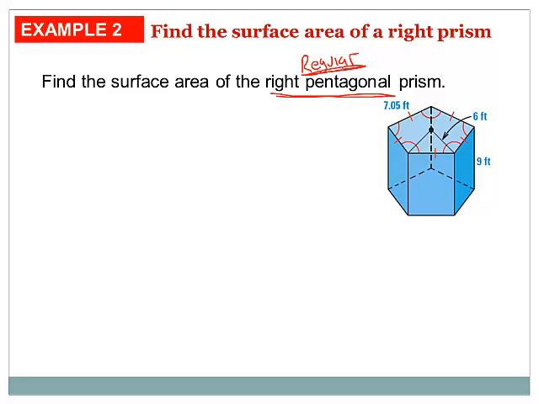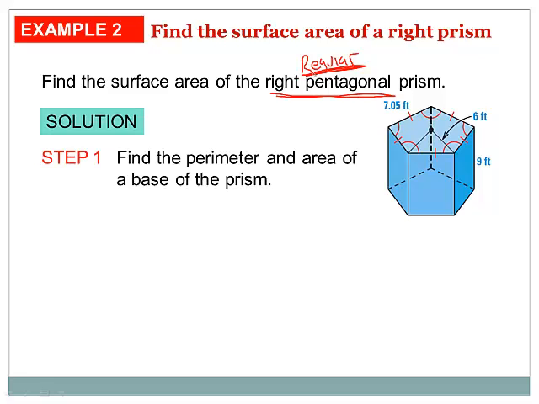So those are always going to be regular. In this case we know it's regular based off of the labeling. So what do we have to do? First of all, we have to find the perimeter and the area of the base of the prism. The reason you have to find the perimeter is because the perimeter is involved in area.